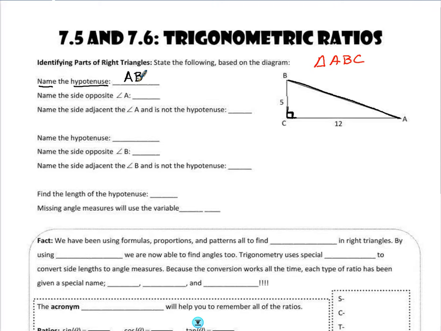The name of the side opposite, our key word here, of angle A. So if I'm standing at angle A, that means I'm located at this vertex right here. And if I follow the two rays that form that angle, the side that would be opposite of angle A would be side BC. They also ask us to name the side adjacent to angle A that is not the hypotenuse. So if this side's the hypotenuse, the other adjacent ray that forms angle A would be this side named AC.